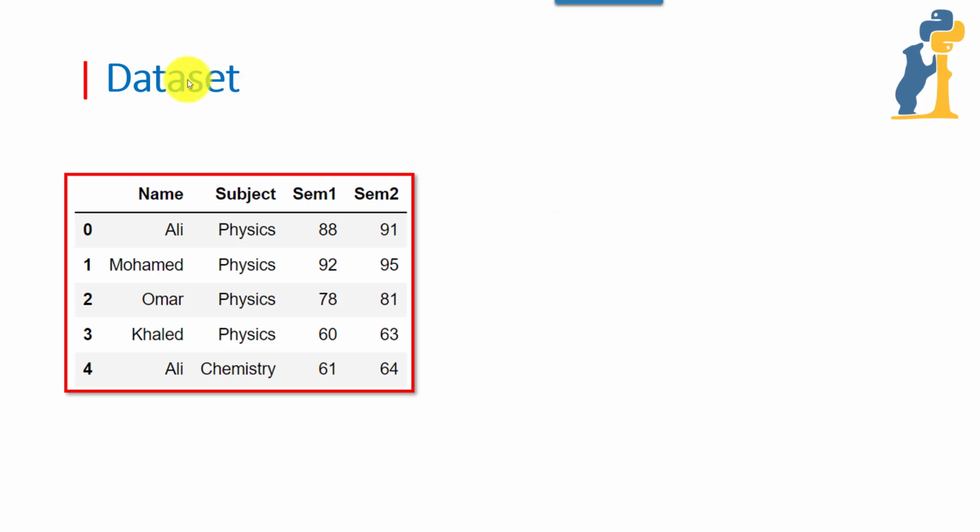Here you see a dataset concerning 4 students: their name, their subject, and the scores they got in exams in semester 1 and semester 2. This is a dataset for 4 students and 4 subjects: physics, chemistry, biology, and math, and all these students do their exams and have scores in semester 1 and semester 2.